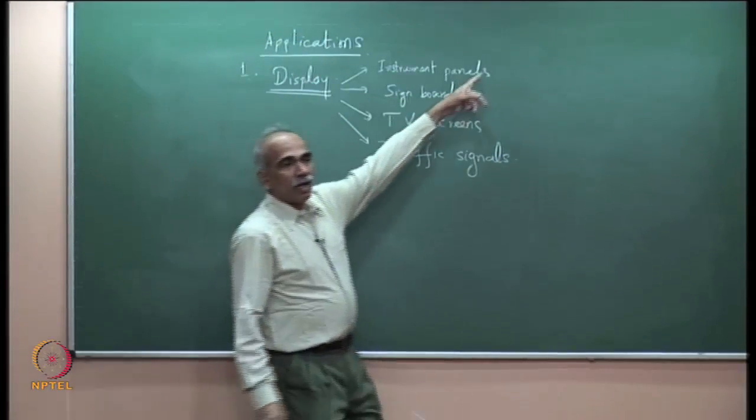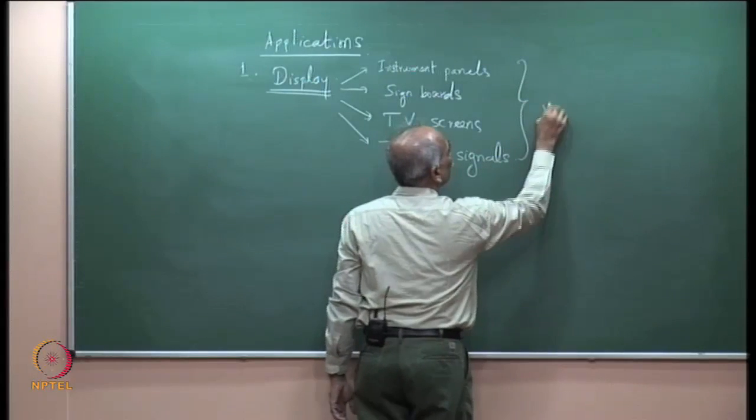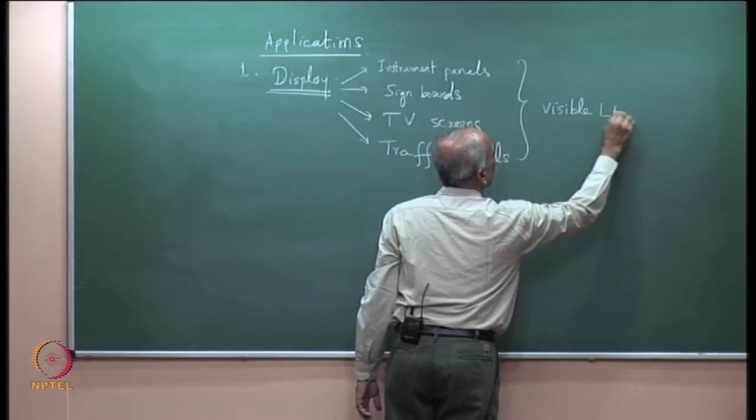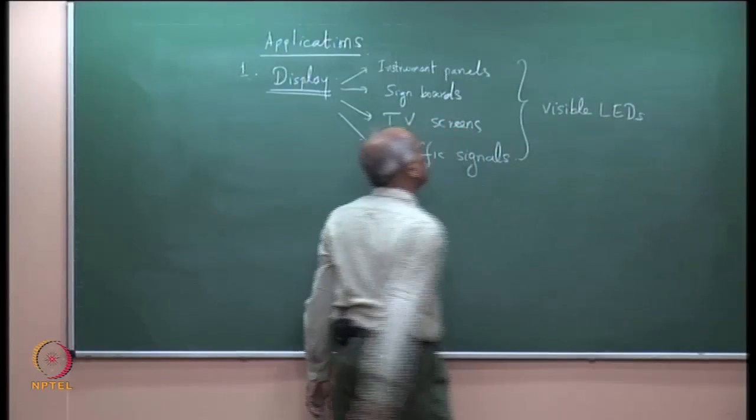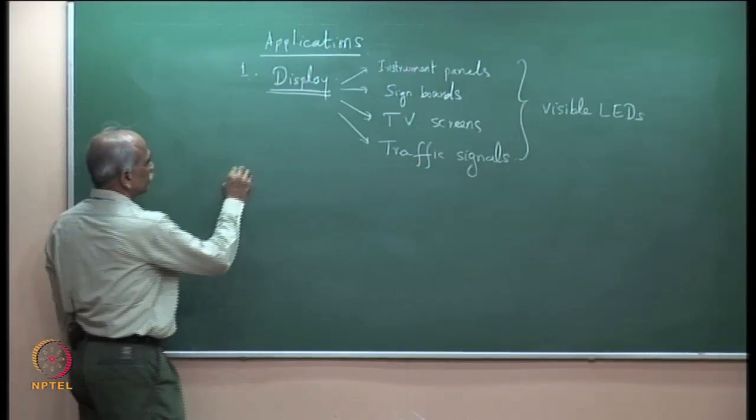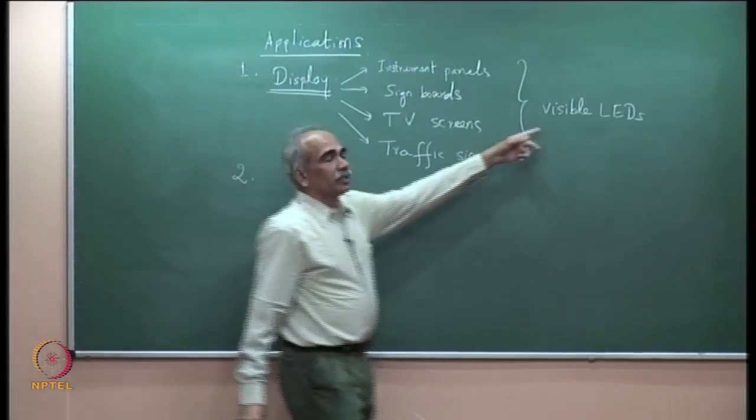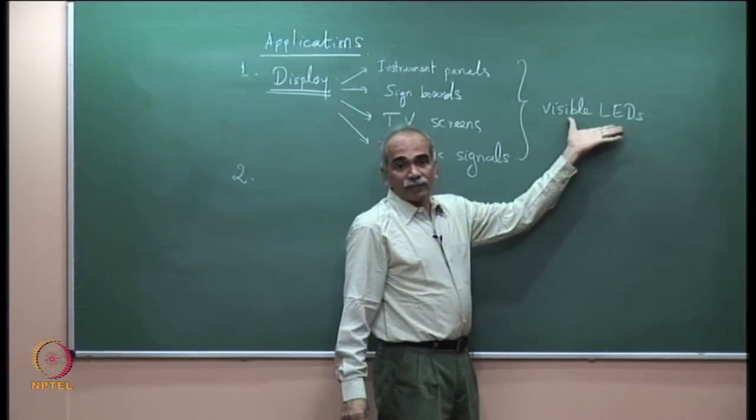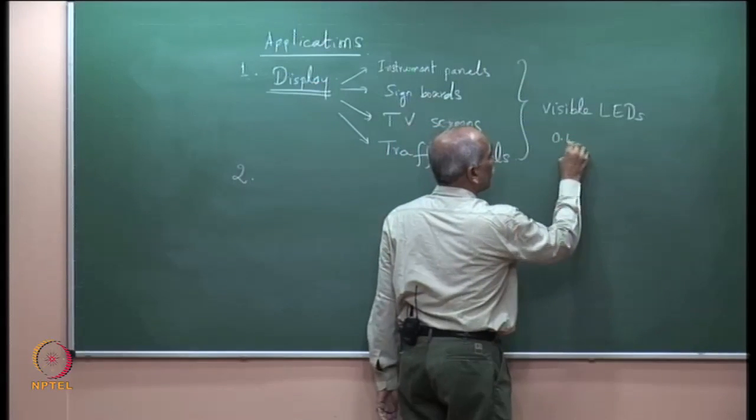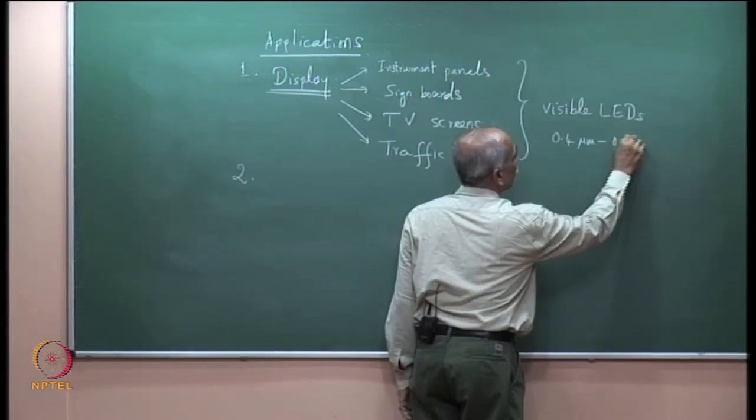Most of these are visible LEDs. In other words, you need visible LEDs. Why was this part required? Because now the wavelength of emission should be visible to the eye, which means we are interested in 0.4 micrometer to 0.7 micrometer.